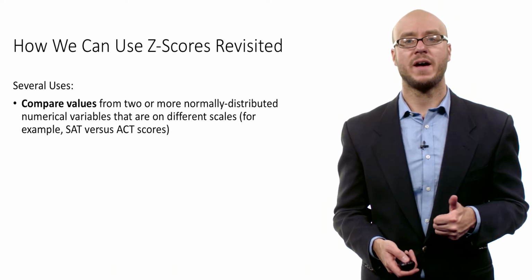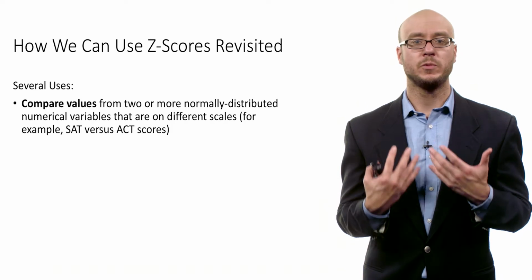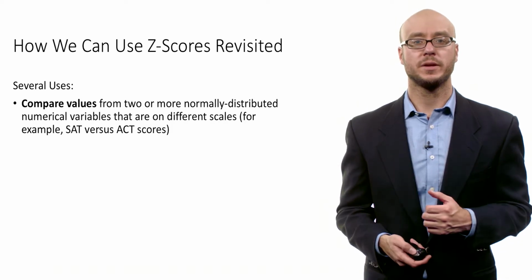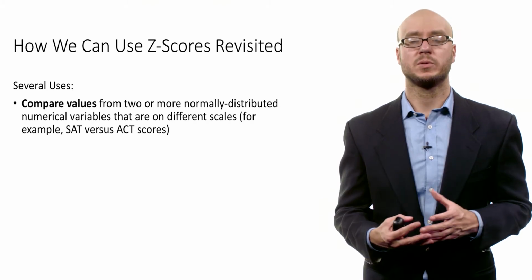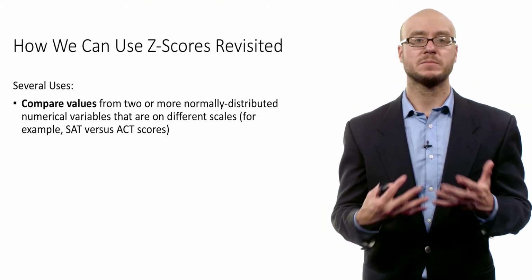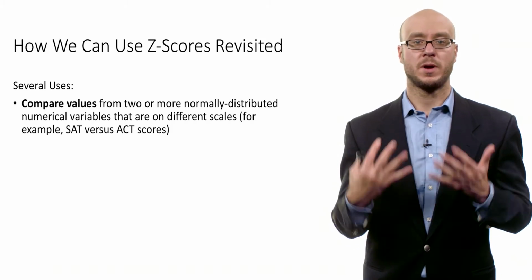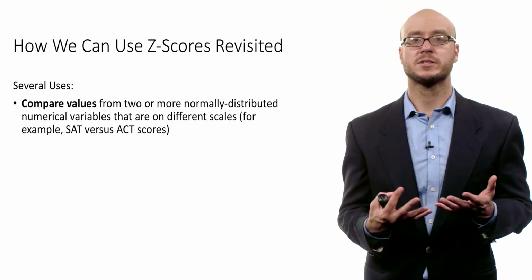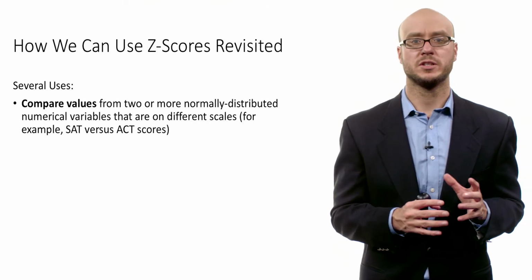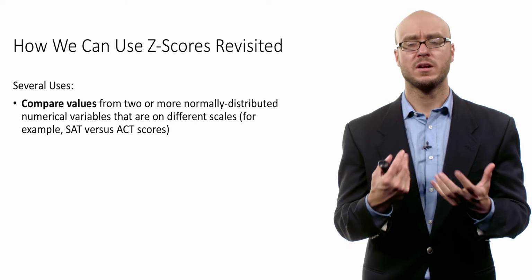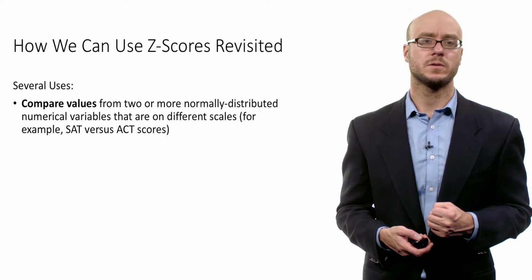First of all, we can compare values from two or more variables that we think are normally distributed, yet are on two different scales. So for example, you might compare exam scores. The SAT and the ACT are both popular exams administered in the United States, but they're on different scales even though they're normally distributed. So we can use z-scores to compare different values based on SAT and ACT scores.